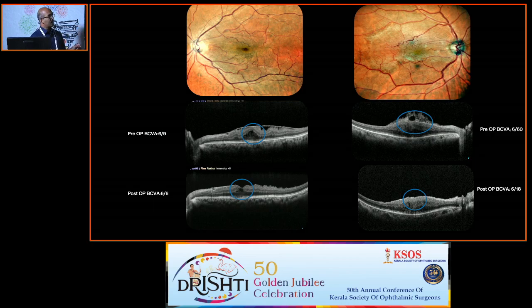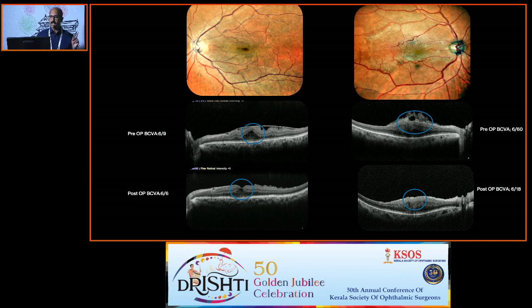Here is another case where we waited for the vision to drop to 6/60. This was the older concept. We were taught that the visual acuity has to reduce beyond 6/18 or 6/24 to consider surgery. See what has happened. We have done a good surgery, removed the epiretinal membrane, but the BCVA is only 6/18. There was an improvement though, but it has not come back to 6/6 or 6/9. That is because of the irreversible damage of the inner retinal layers seen on OCT.